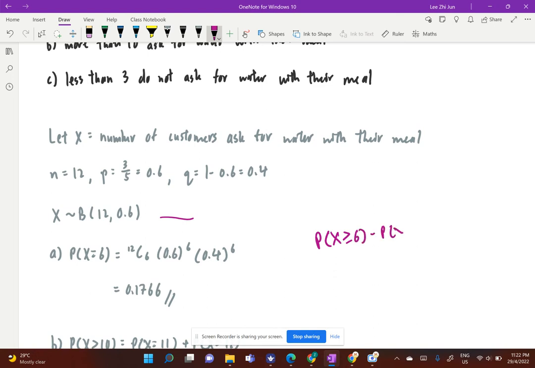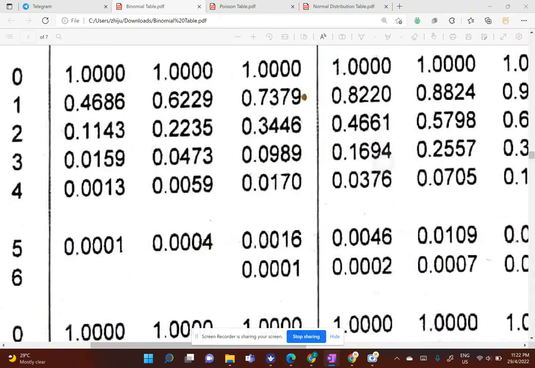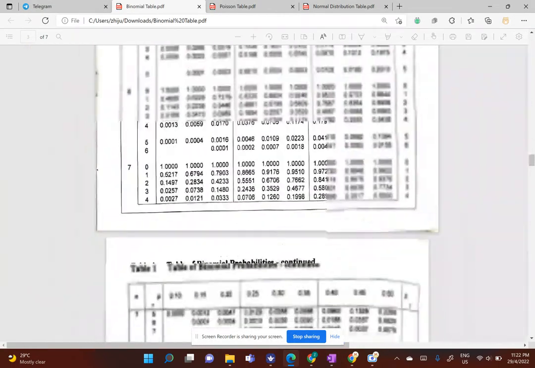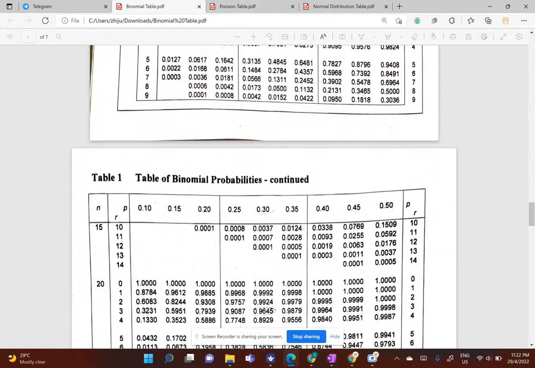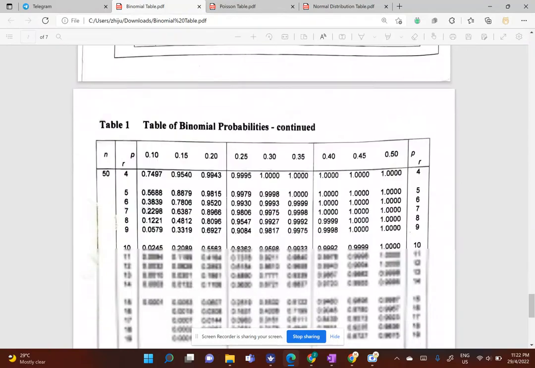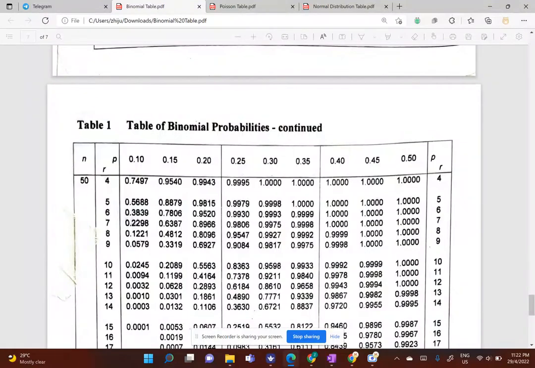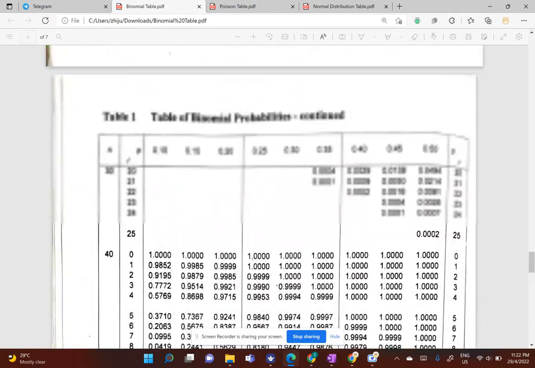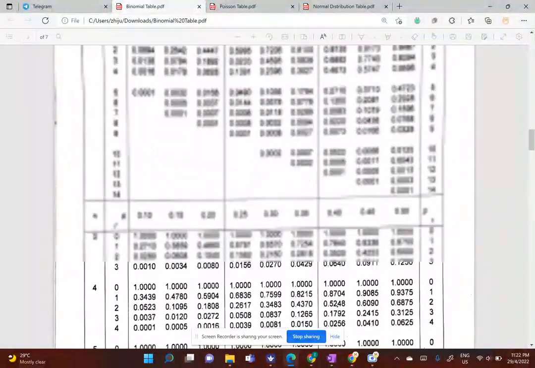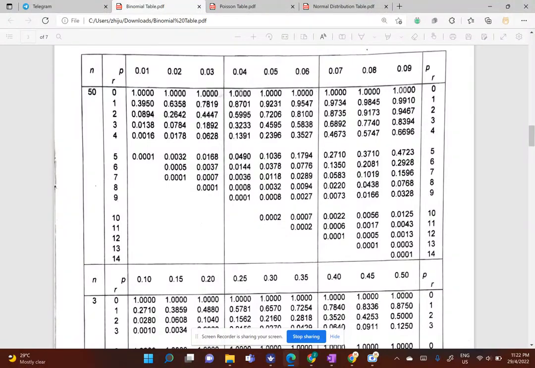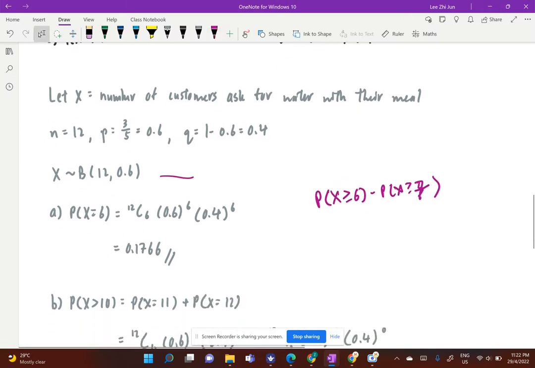Or I use P(X = 6) as P(X larger equal to 6) minus P(X larger equal to 7). So let me find 0.6. Got or not? If the p does not have, okay, the probability has just still this 0.5. So for this, I cannot use the binomial table. I can just use the formula. 12C6, so I will get 0.1766.